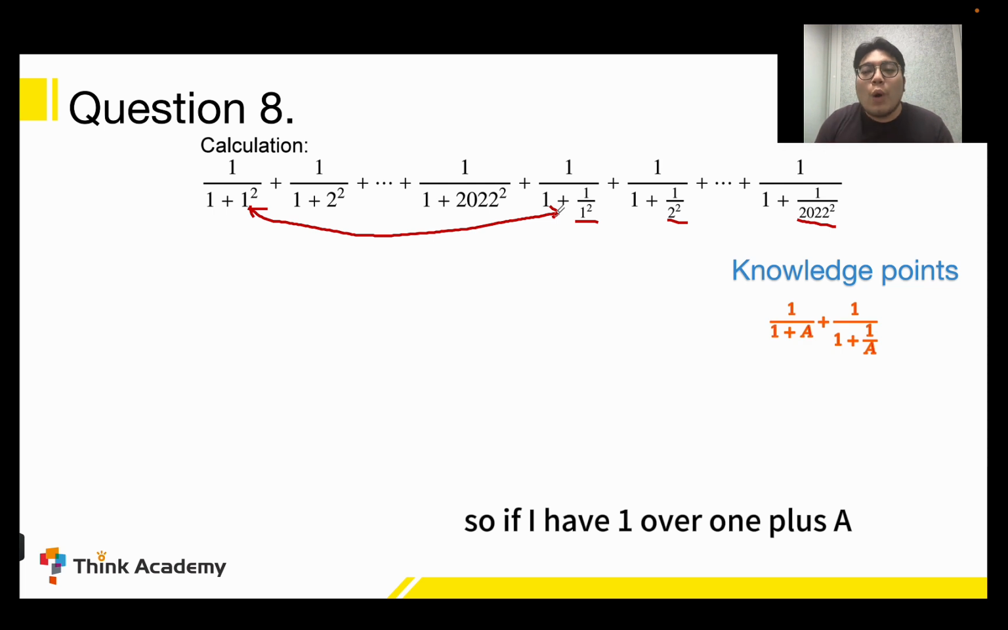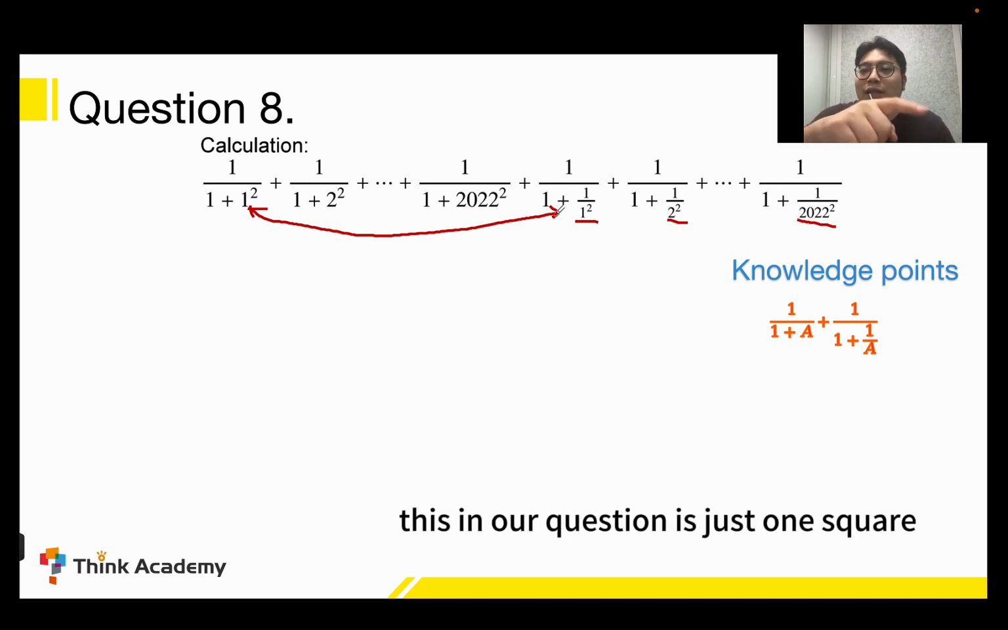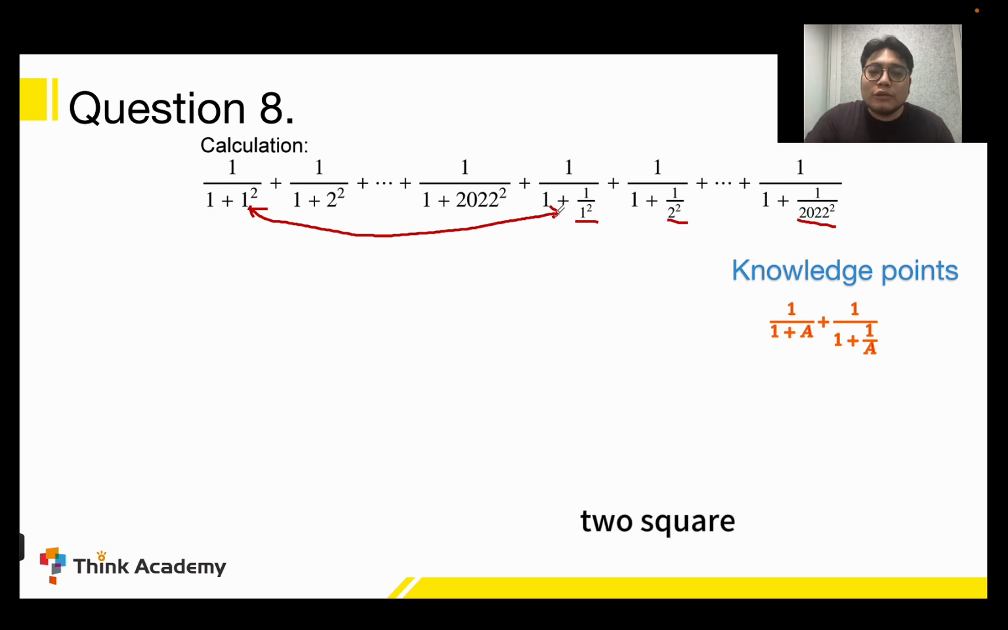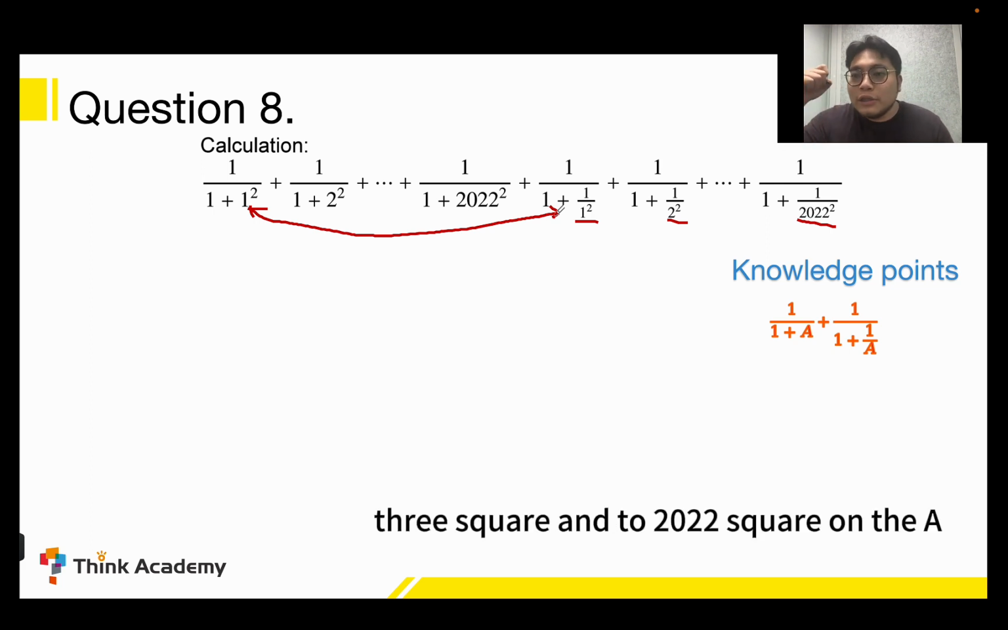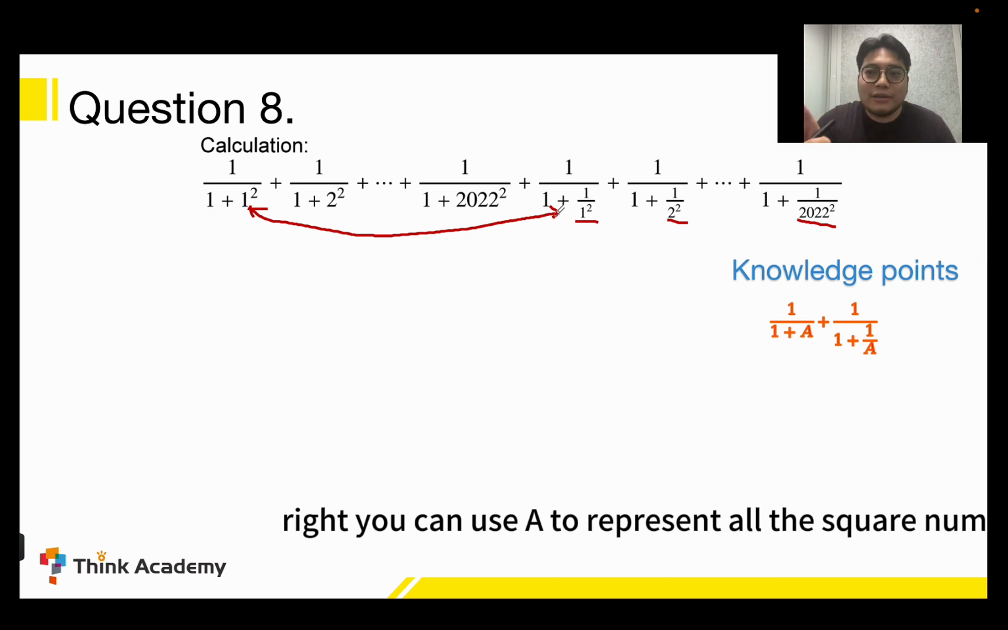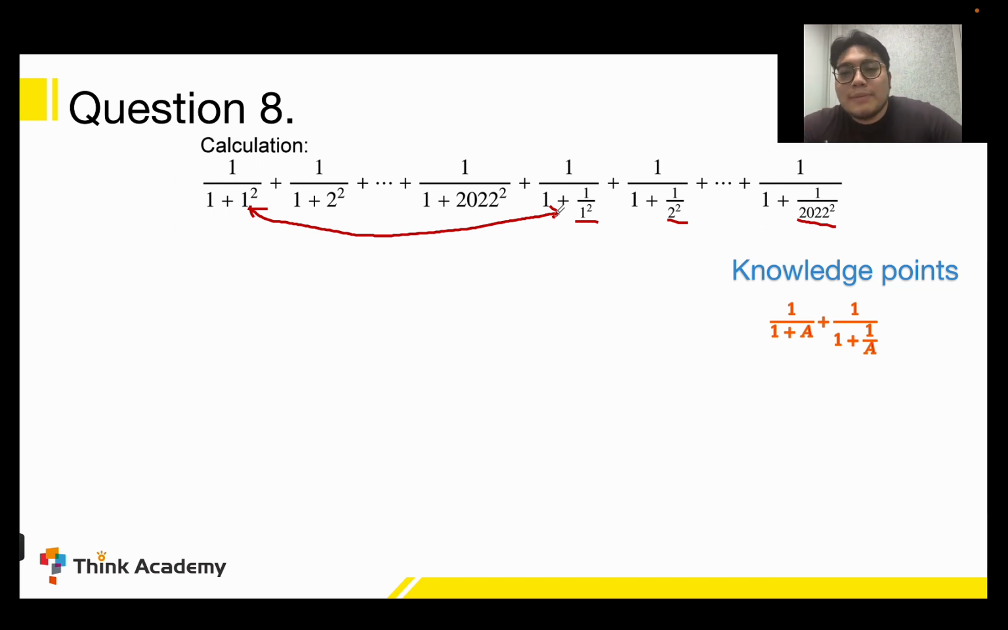If I have 1 over 1 plus a plus 1 over 1 plus 1 over a, this is very common, right? In our question it's just 1 square, 2 square, 3 square, and so on to 2022 square. You can use a to represent all the square numbers. So 1 over 1 plus a plus 1 over 1 plus 1 over a, what's the result?